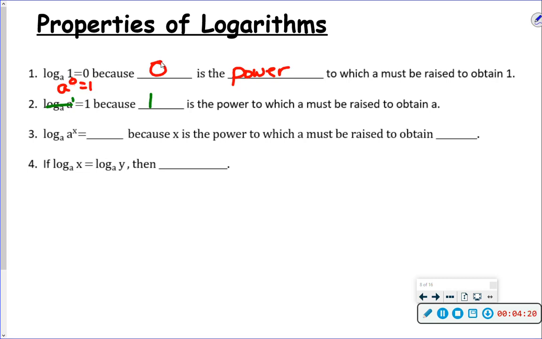Same property for 3. It's the same idea. Your base and argument are the same. They're going to cancel out and equal your exponent because x is the power to which a must be raised to obtain a. So many variables. This one's nice and easy. If you have a log with the same base on either side, they cancel each other out. So x is going to equal 1. Simple enough.